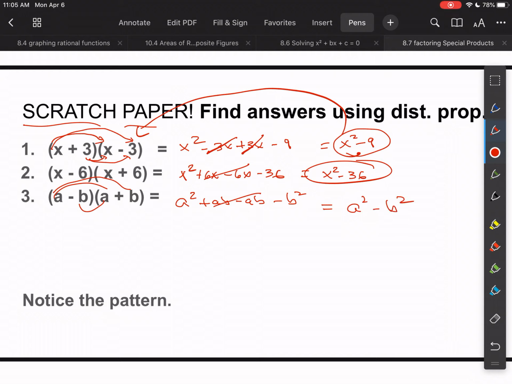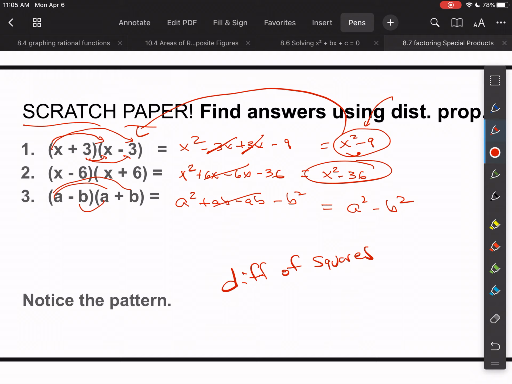I'm hoping you notice the pattern here. Whenever I have two things squared with a subtraction sign between them, it has to be a subtraction sign between them, this is called a difference of squares. And it will always factor to the first thing squared minus the second thing squared. Sorry, I shouldn't have said factor there. When you FOIL it out, that's what you'll get.